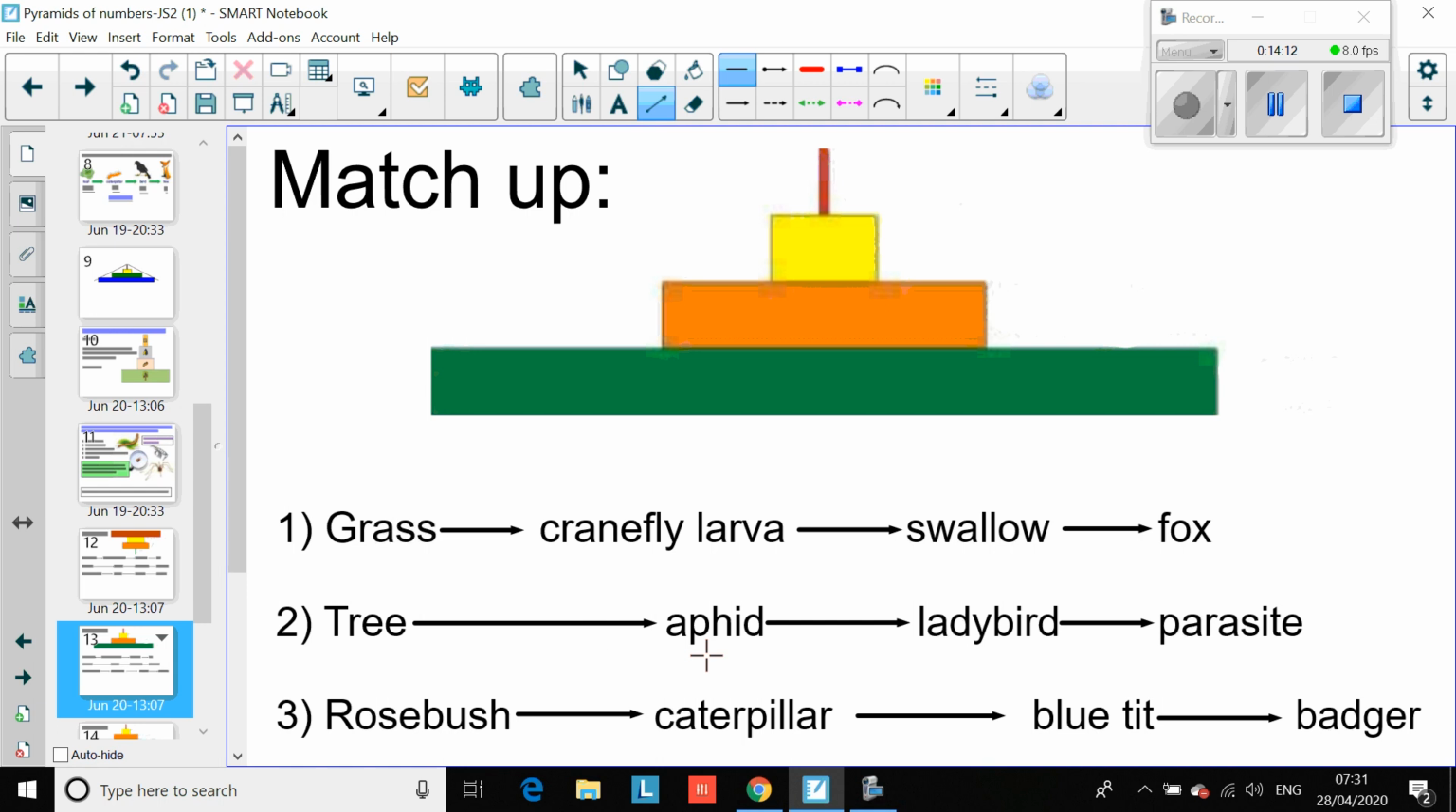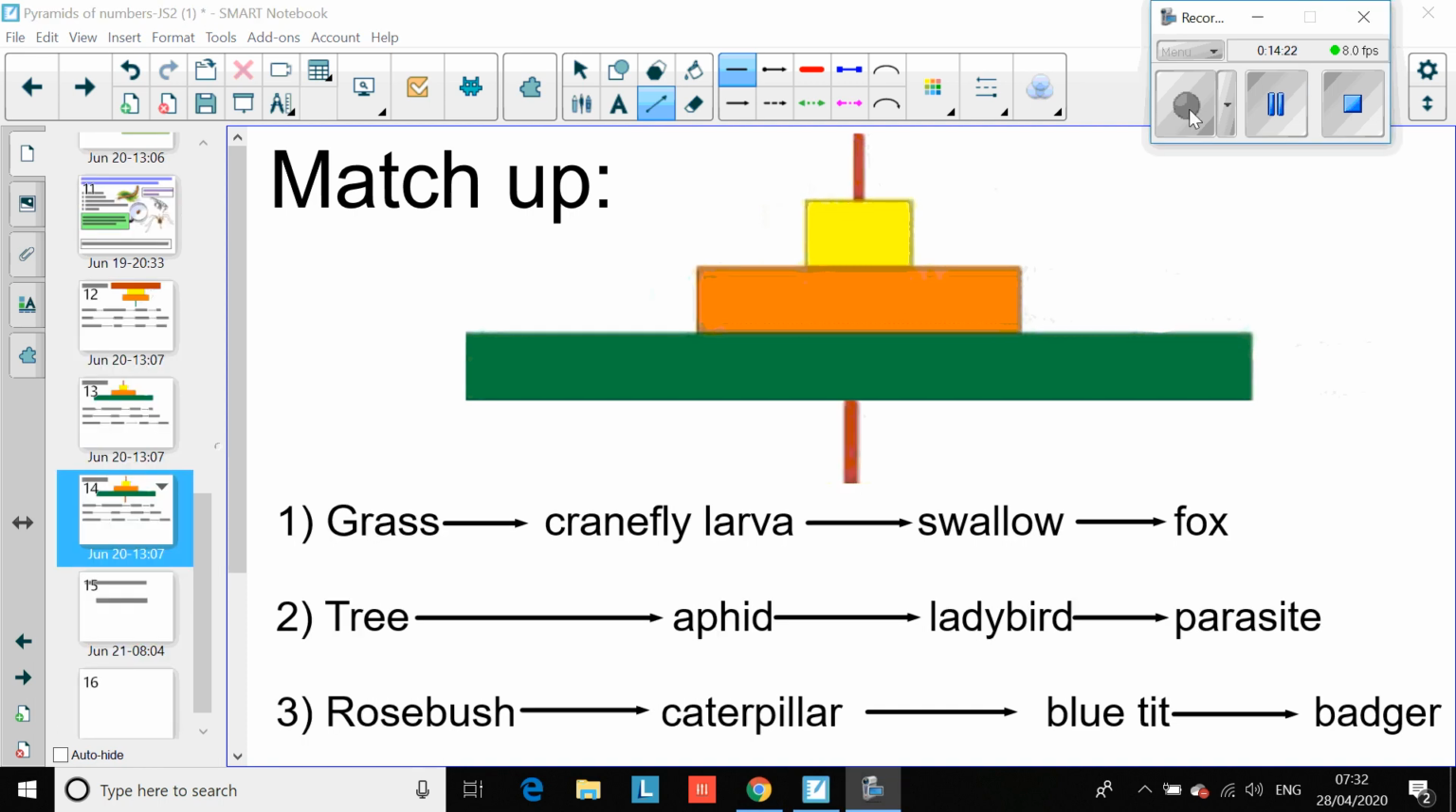Which food chain does it link to? So once again, pause the video, draw this up, draw in the one you think it represents. Okay, off you go, please. Okay, and final one. So pause the video, draw this up. Which one do you think it relates to?